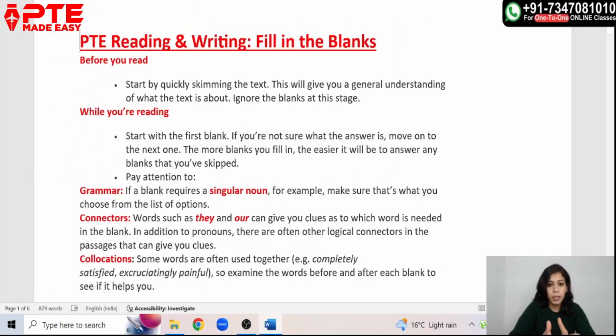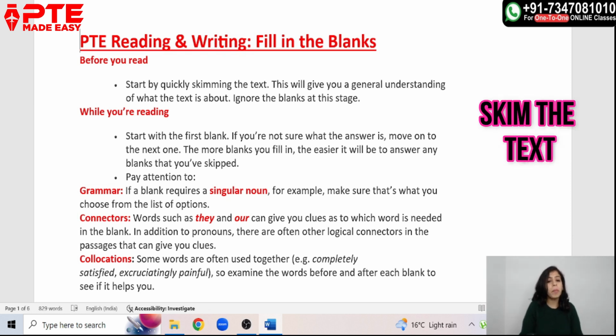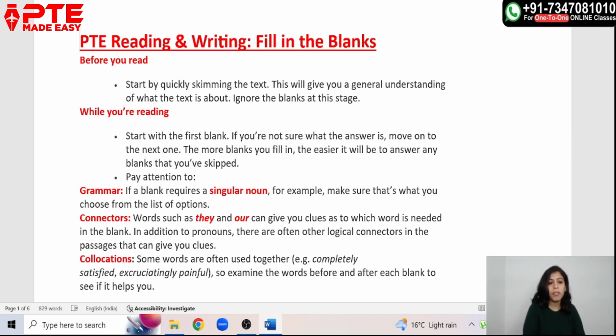So let's get started with the PTE reading and writing fill in the blanks. So let's talk about how you need to attempt it. First of all, before you even start reading the paragraph, or even look at the first sentence, you should quickly skim the text. You have the whole paragraph in front of you. What exactly are you going to do? You are going to quickly skim the text. This will give you a general understanding of what the text is about.